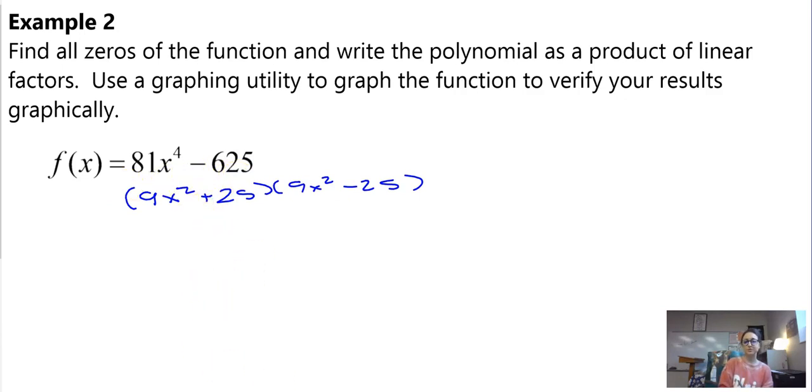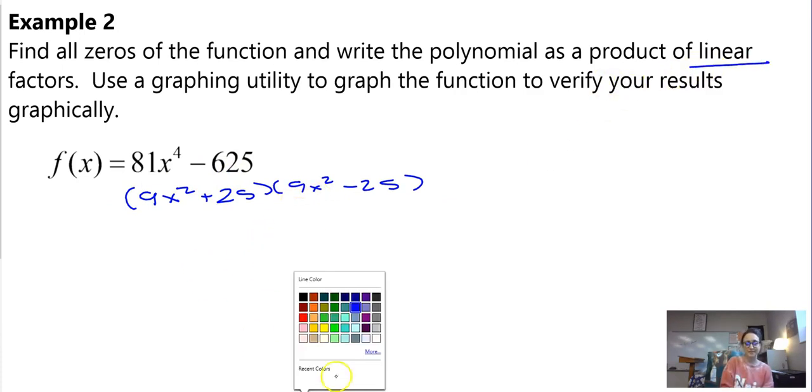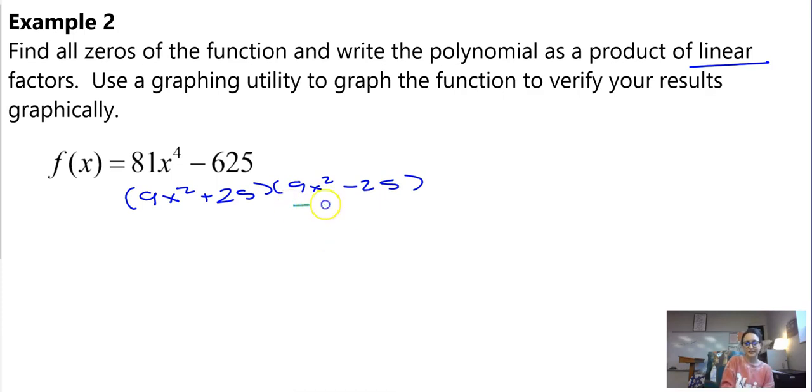But we want to keep going. We're trying to get this into linear factors, right? So I'm going to take this second factor that I have here, this 9x squared minus 25, and that's another difference of perfect squares, right? So this would be 3x plus 5 and 3x minus 5, and that's good news. There's 2 linear factors, okay? Now I need to do the same thing here. Now this is almost the same as the second factor. The only difference is what?